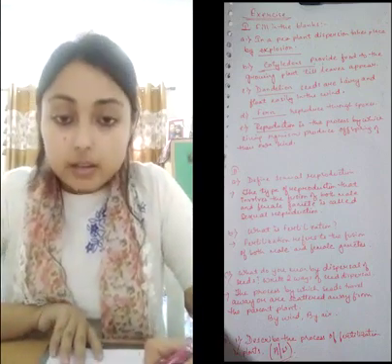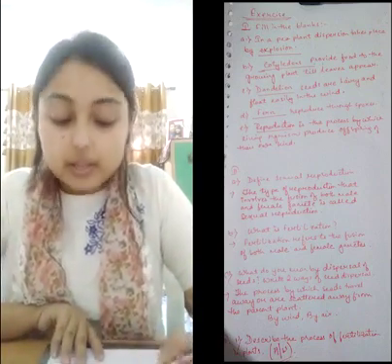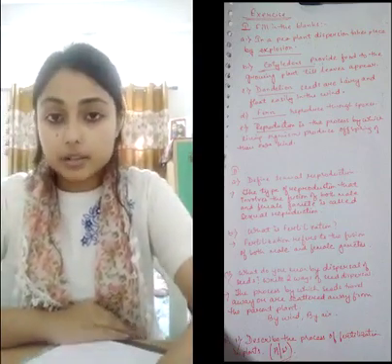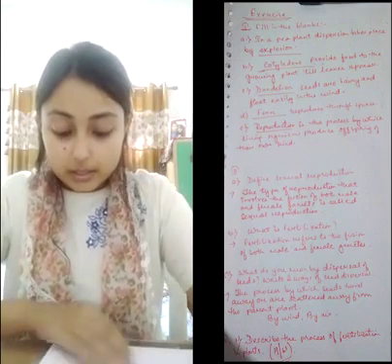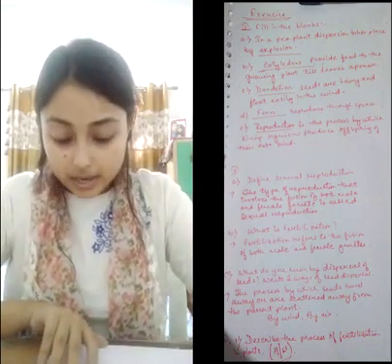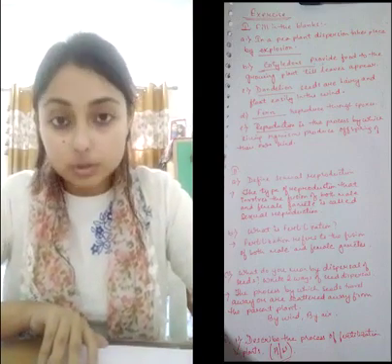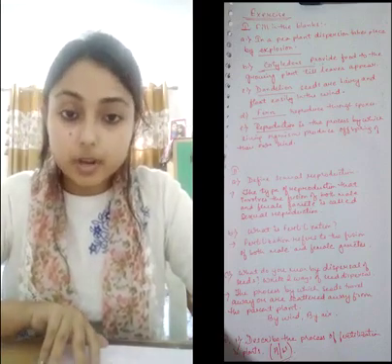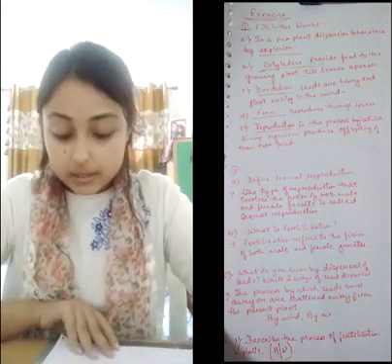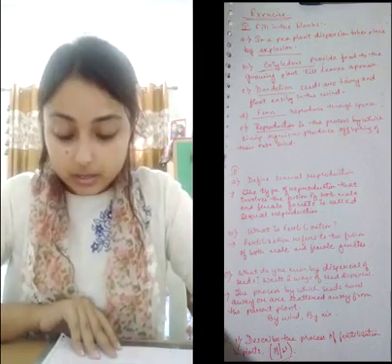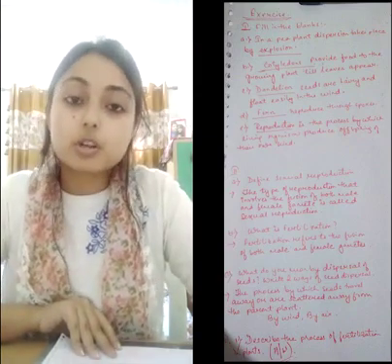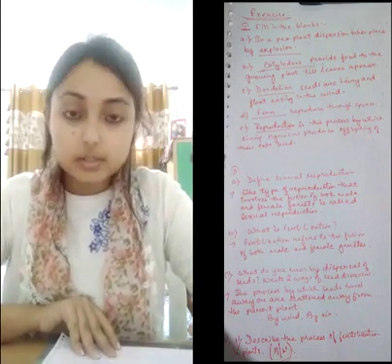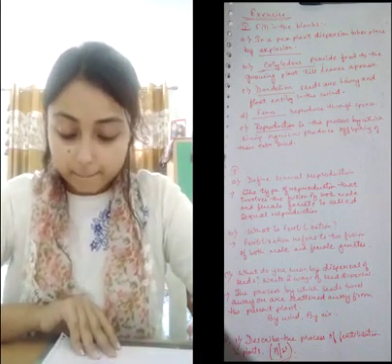Now I'll come to the short questions. The first one is define sexual reproduction. The type of reproduction that involves the fusion of both male and female gamete is called sexual reproduction.